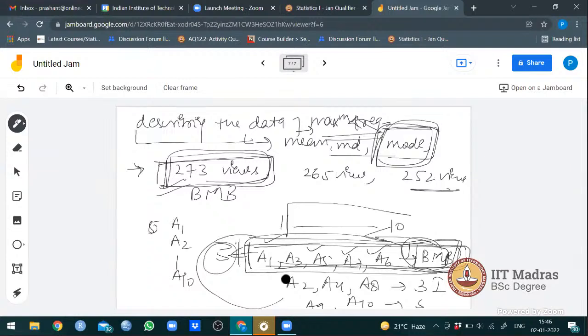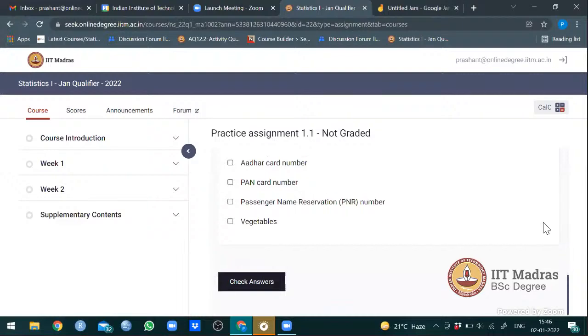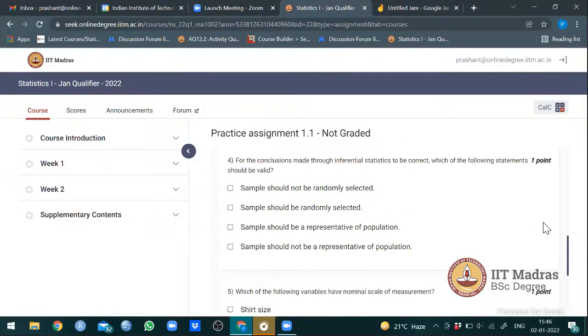Okay, simply, if you are describing the data, you are summarizing the data, then it will be descriptive statistics. There is one more question. I will read that to you. Because I'm a little confused with descriptive and inferential. So, okay, no worry. Tell me.